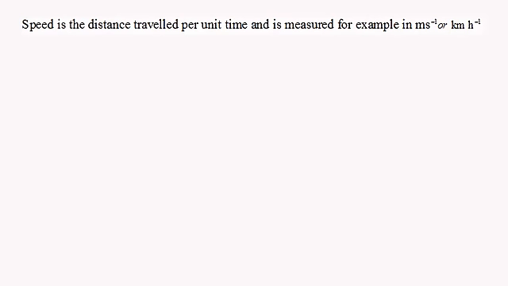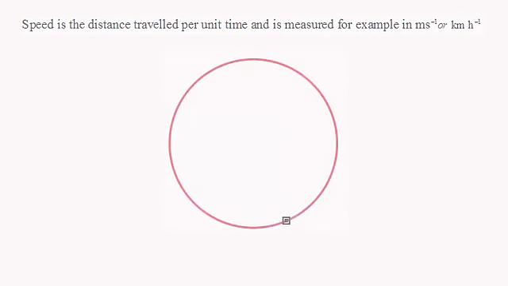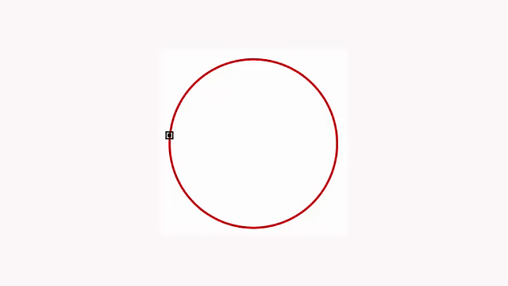Hi. Now the speed of a particle is the distance travelled per unit time, and it's measured, for example, in meters per second or kilometers per hour. However, if we have a particle moving round in a circle, then we usually measure the speed that it's going round at by the angle swept out by the radius every second. This is known as the angular speed, often denoted by omega, and is normally measured in radians per second.